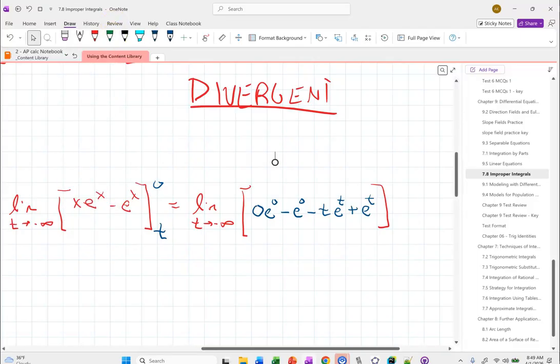0 times e to the 0 is 0. e to the 0 is 1. Okay. What's the limit as t approaches negative infinity of t e to the t?